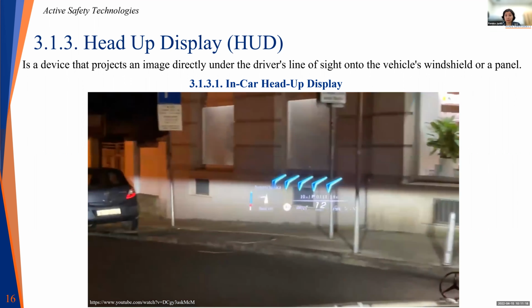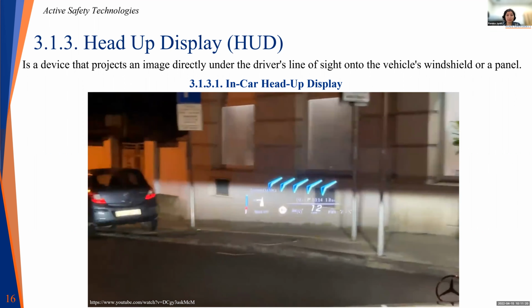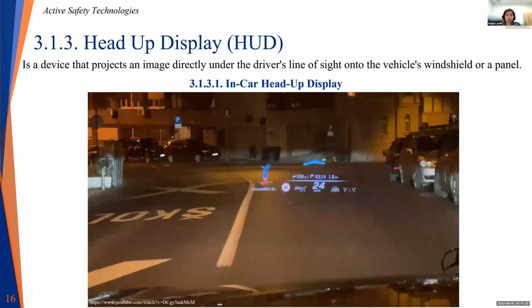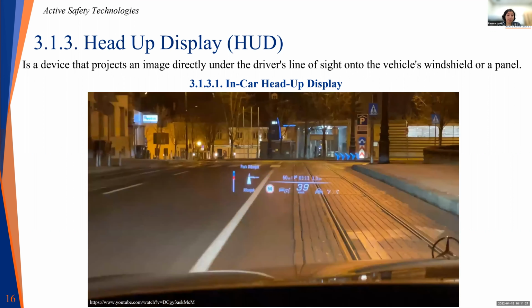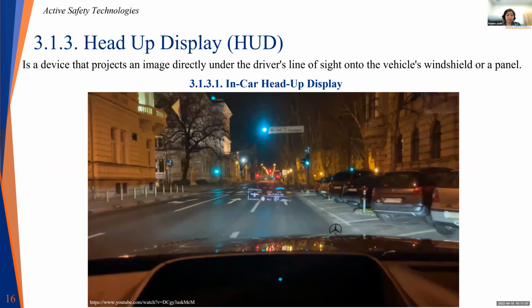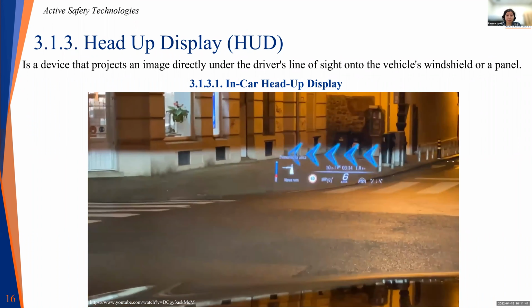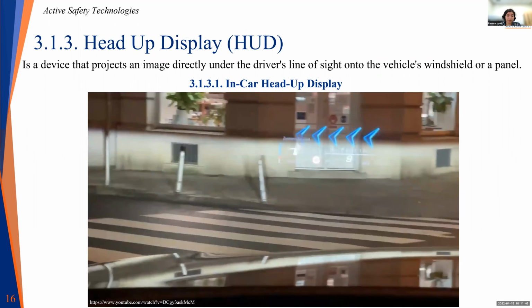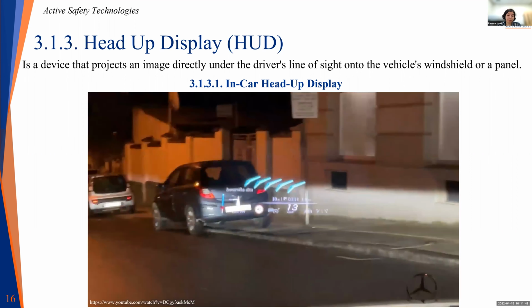As I told you, there are different types of head-up display. The one that you're seeing right now is the in-car head-up display. An in-car head-up display is provided by the manufacturer, and it's like a built-in technology. The video that you are seeing right now is the new Mercedes S-Class 2021 head-up display, which has augmented reality.